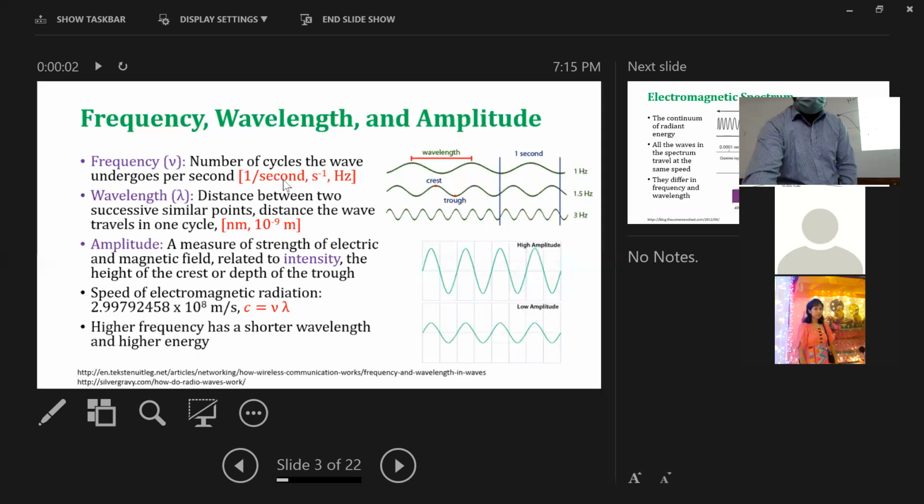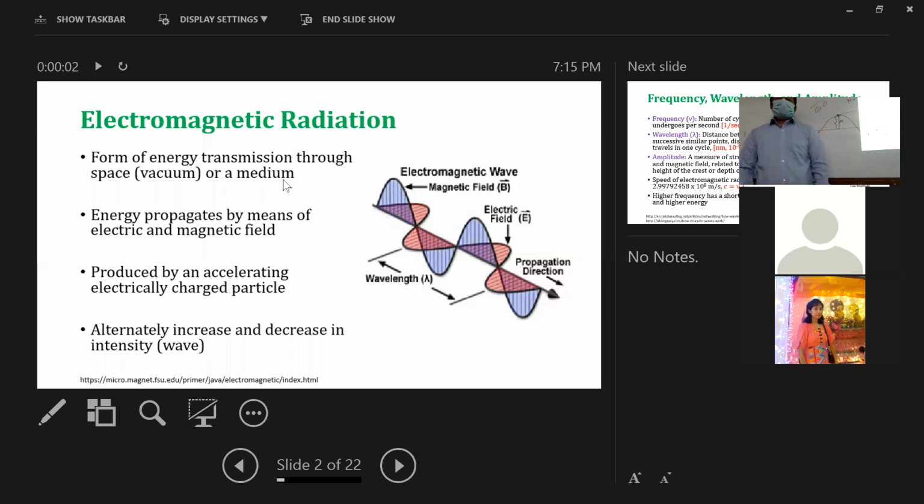And the last one, what is this? All of you know the speed of light. It is 3 into 10 to the power 8, more precisely 2.99 into 10 to the power 8. Then what is the unit? You have mentioned meter per second square.